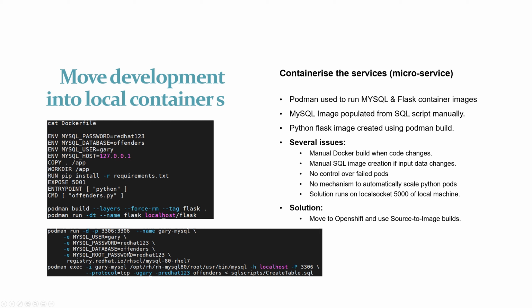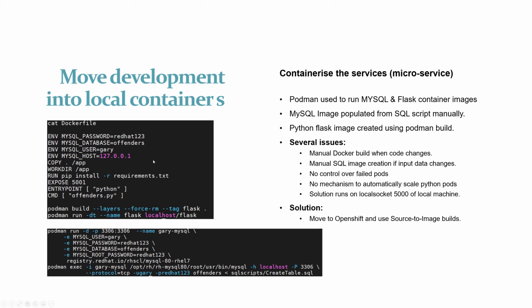Here I've got the actual database name, which I've called offenders, and a SQL root password. I'm actually not using that, but that mechanism is in place. The pull here is from the Red Hat registry, so what I will need to do is log on to that registry first. And then I'm going to run a podman exec and run effectively a SQL statement and pull in my SQL code. And this will populate the database. In my later example, we will see that using source to image, this happens automatically.